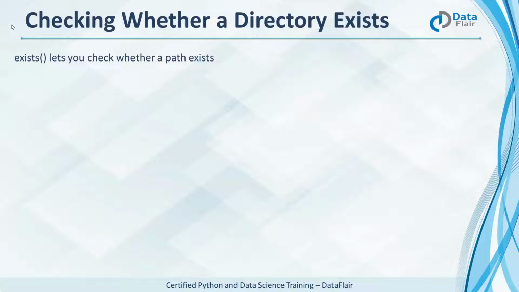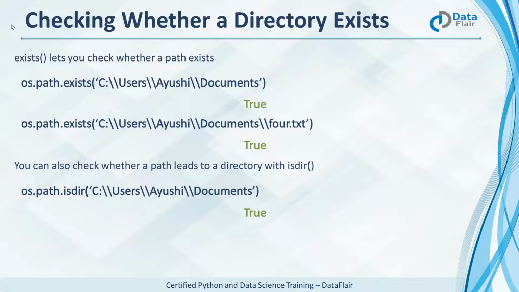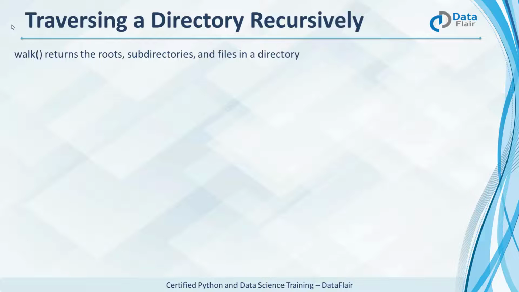If you're not sure about whether a path exists, use the exists function. Documents exists. We do have a for.txt in documents. And the isdir function tells you whether a path leads to a directory. Documents is a directory. For.txt is not.